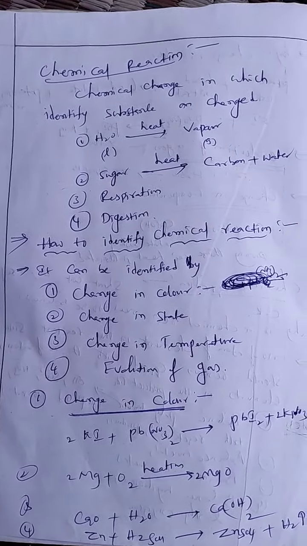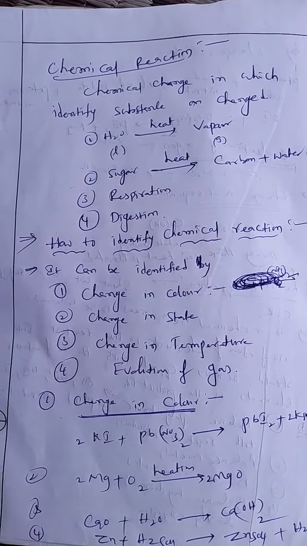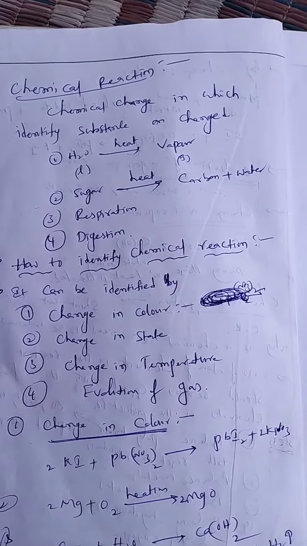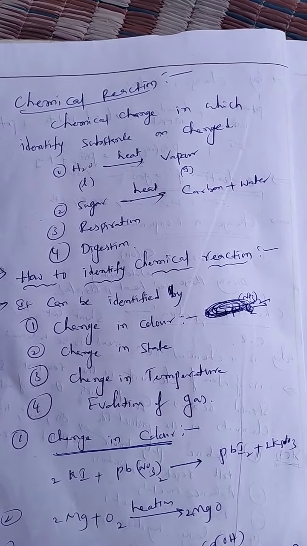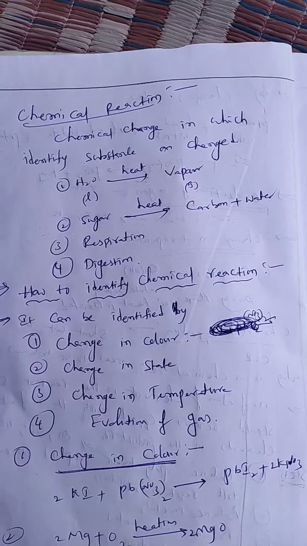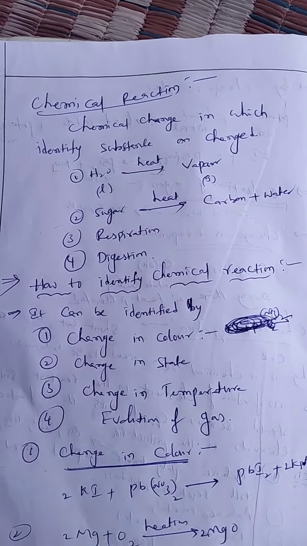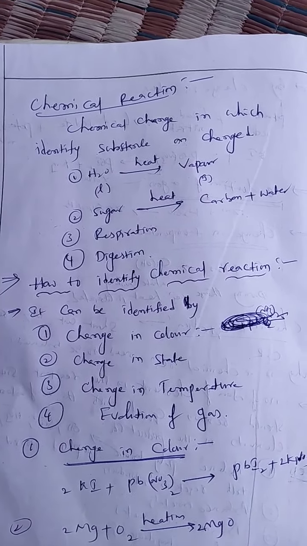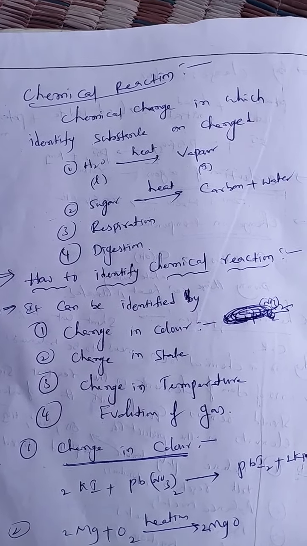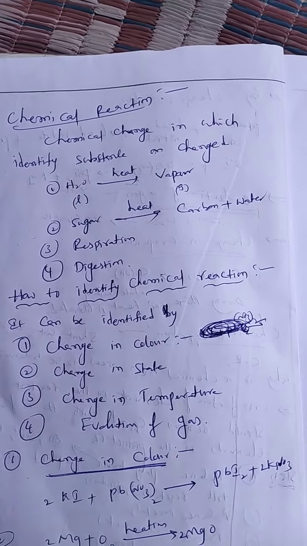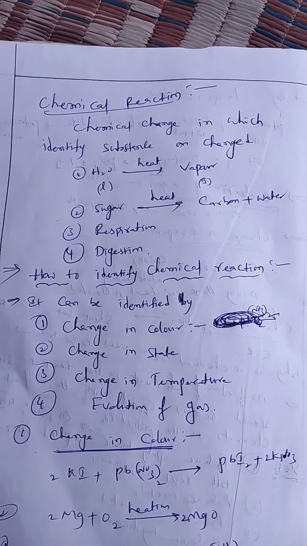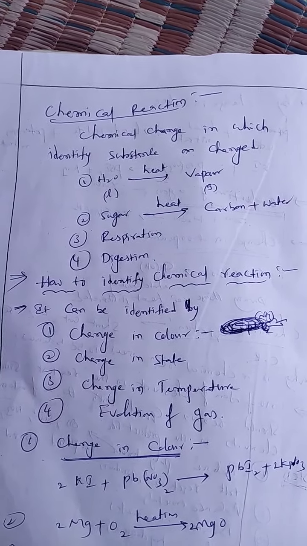Today we are going to discuss chemical reactions and how to identify them. In a chemical change, the substance's identity changes. For example, water in liquid form, on heating, produces water vapor; the liquid is converted into gas. On heating, sugar can be converted into carbon and water.